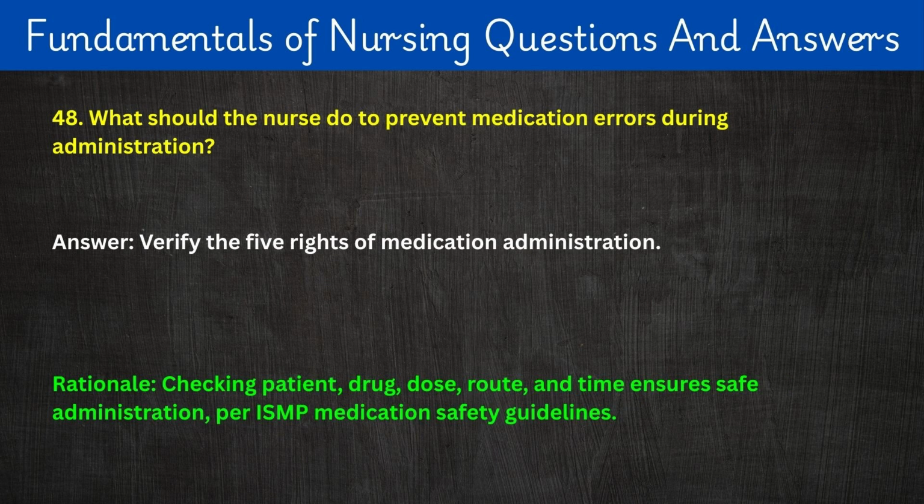48. What should the nurse do to prevent medication errors during administration? Answer. Verify the 5 rights of medication administration. Rationale. Checking patient, drug, dose, route, and time ensures safe administration, per ISMP medication safety guidelines.